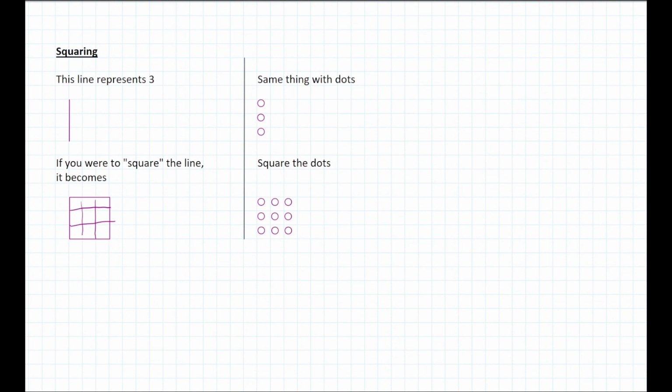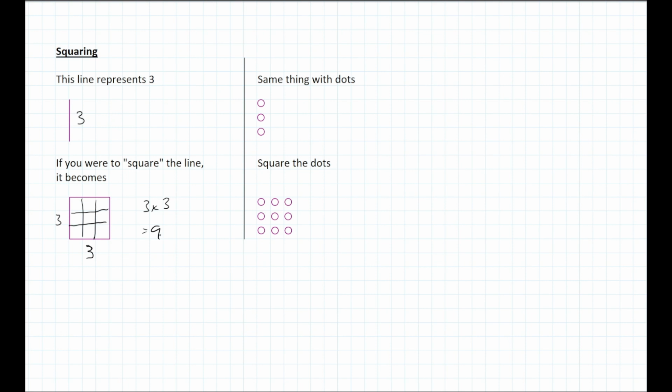If we look at this line right here, we can say this line represents the number 3 because it is 3 long. As you can see on the grid there, that line is 3 long. If I were to square the number, it's going to look like this. It has turned into a 3 by 3 square, which means if I were to count how many squares fit inside of it, these little squares in here, or alternatively calculate the area of that square, because it is 3 by 3, the area is going to be 3 times 3, which is 9.